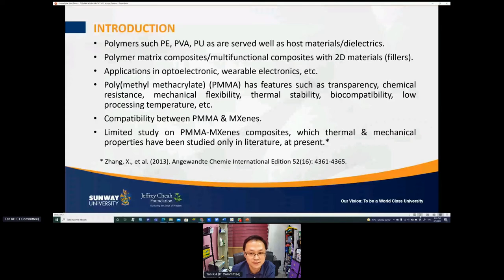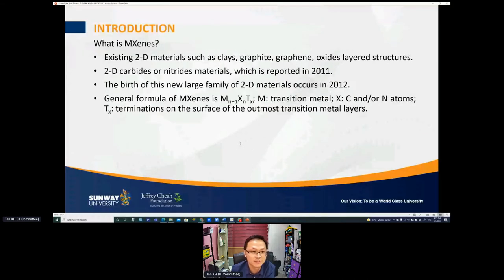polymethylmethacrylate, PMMA, has features such as good transparency, chemical resistance, mechanical flexibility, and so on. This advantage of PMMA, together with its good compatibility when we combine it with another main precursor material that I'm going to use to produce the nanocomposite, which is the MXene. So PMMA has very good compatibility. Based on the studies in the literature at present, there is very limited study on polymer matrix composites using MXene as a filler. There are some studies, but they are more on the thermal and mechanical properties. That's why in this work we use MXene as a filler to combine with PMMA.